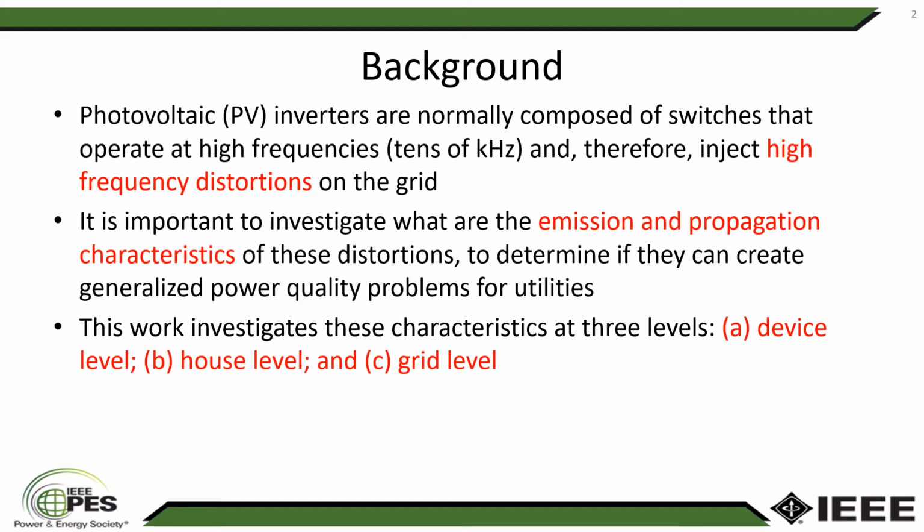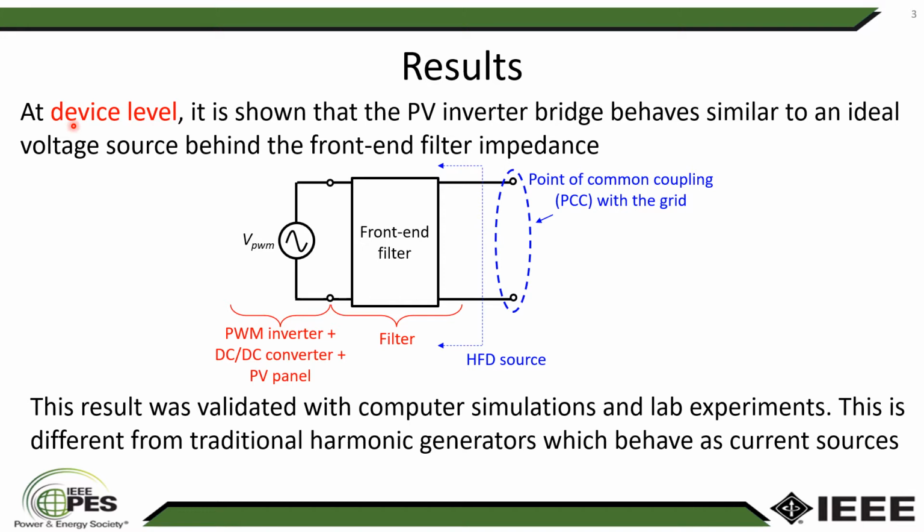medium voltage grid. So starting with the device level, our main finding here is that the behavior of these PV inverter bridges is more or less close to a voltage source behind the front-end filter of the inverter. This front-end filter is simply a passive component with inductances and capacitances, so the important point is that here the inverter bridge operates as a voltage source.